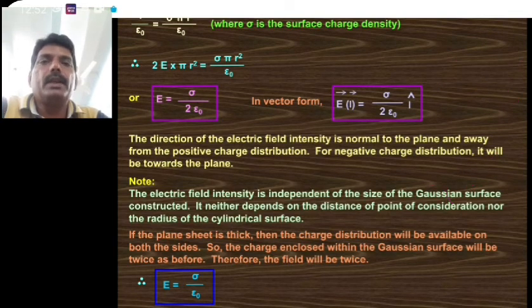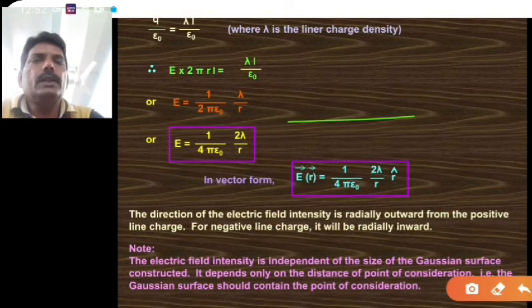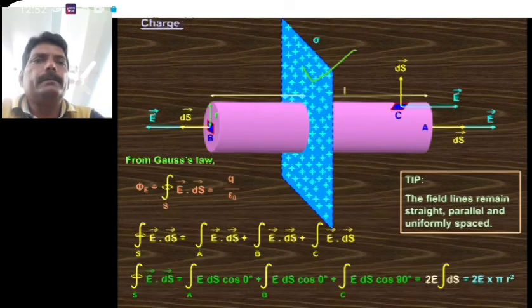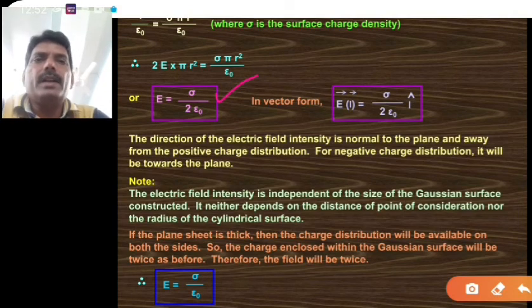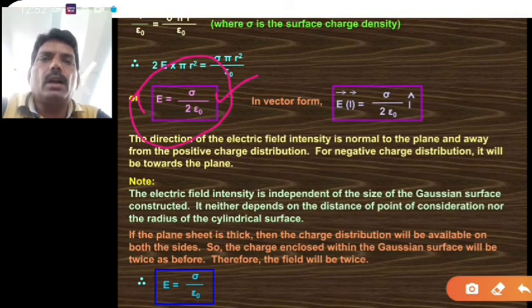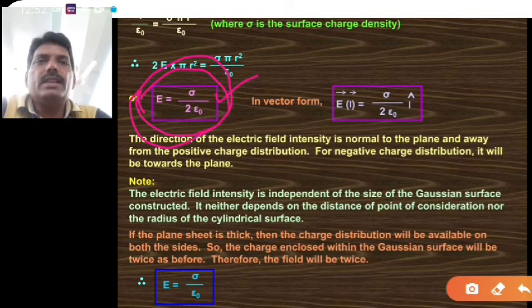So dear student, by putting the value of pi r square and solving these equations, you will get E is equal to sigma upon 2 epsilon naught. What does it mean? This is for the thin sheet. The charge is distributed on a thin sheet. Here there is no r factor. That means, as you got in the case of linear charge density, where E is inversely proportional to r, here it is independent of distance. So this is the formula E is equal to sigma upon 2 epsilon naught for the thin sheet.